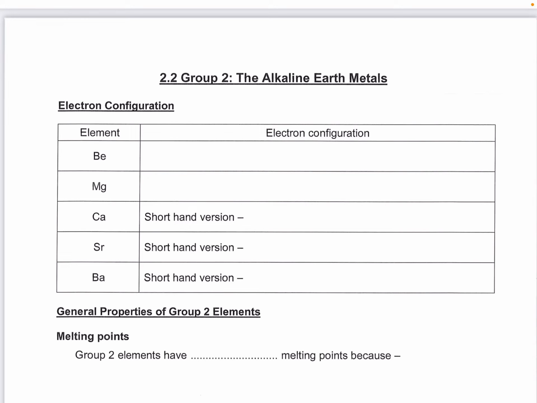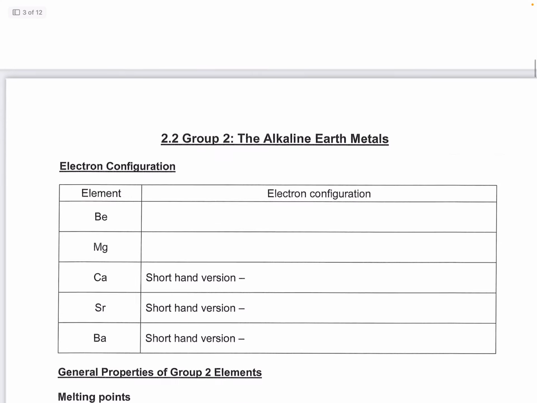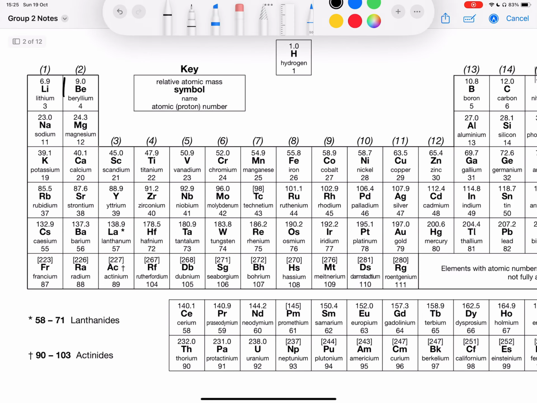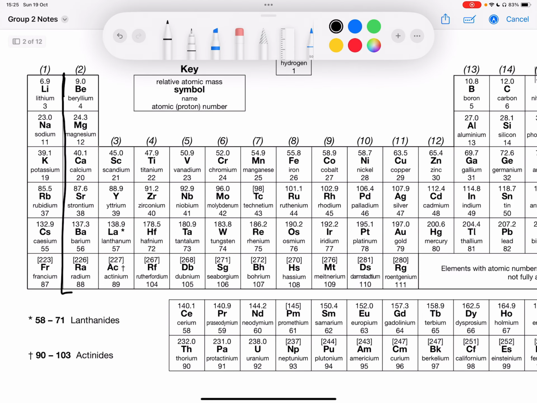Group 2, the alkaline earth metals. So the first thing we're going to have a look at is their electron configuration. To do that, we need to look at where we find them in the periodic table. If we go back to a periodic table, we can see that the group 2 metals are here. These are the alkaline earth metals.